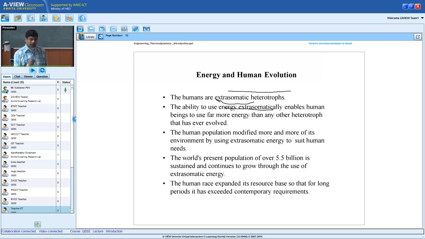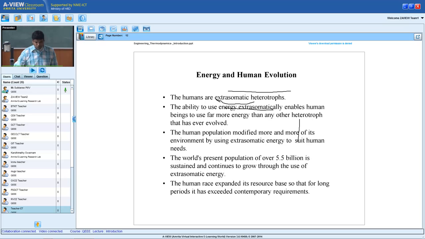And see the third point: the human population modified more and more of its environment. Imagine, you don't see any tiger or elephant modifying the globe so much. We have created virtually a new nature. We have created concrete jungles, which are totally fascinating. God created small, fast birds like the falcon, which flies at 110 kilometers per hour. But as humans, we created the fastest flying bird. A superman.